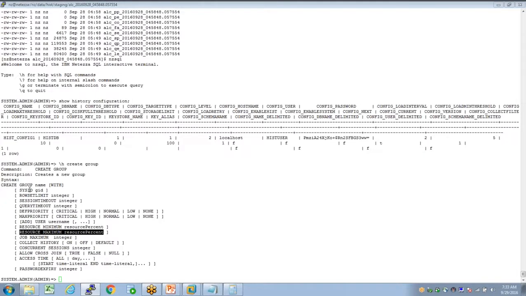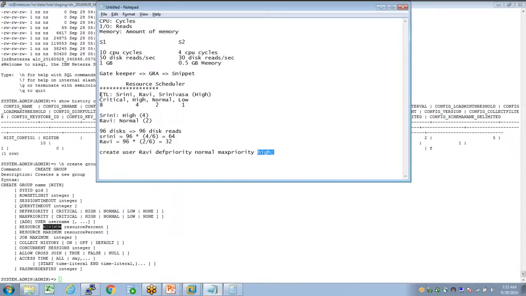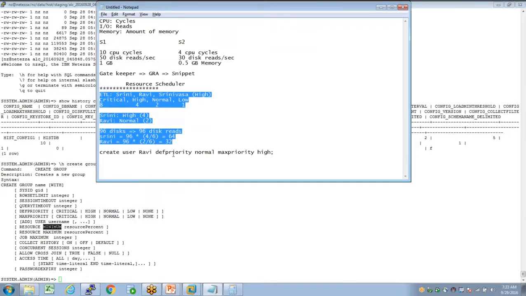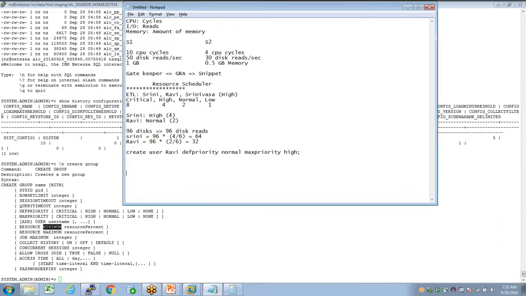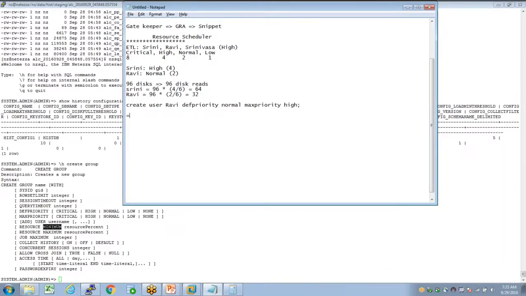When I create a group, I can say resource minimum, allocate this group 80% of system resources. Or I can say allocate this group 20% of system resources. Don't get confused with the resources you allocated to a user. I should have waited in explaining this, but never mind. Let me talk about this resource minimum and resource maximum.